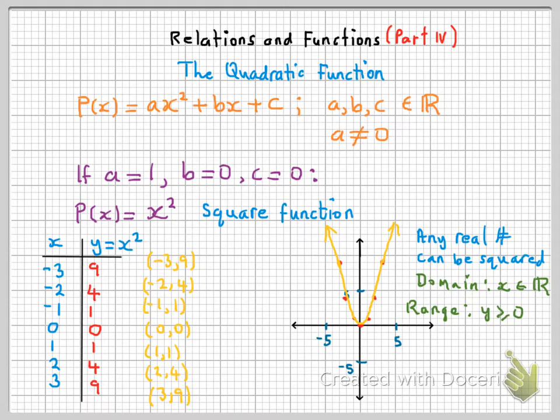We can do the same thing for any quadratic function. All we have to do is just pick some values of x, and we find the corresponding y values, and then we put them on the Cartesian coordinate plane, xy, and then we can connect all the points together. We will get a graph that looks something like this.